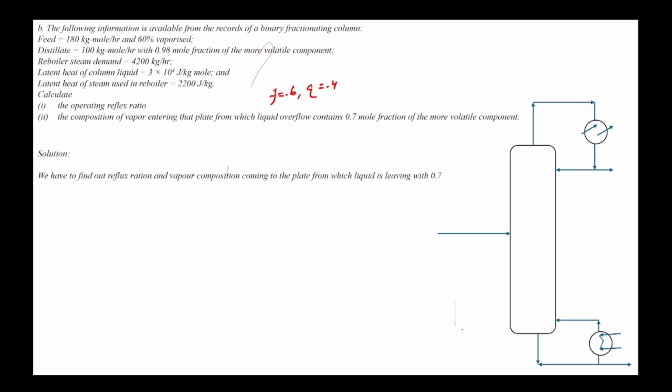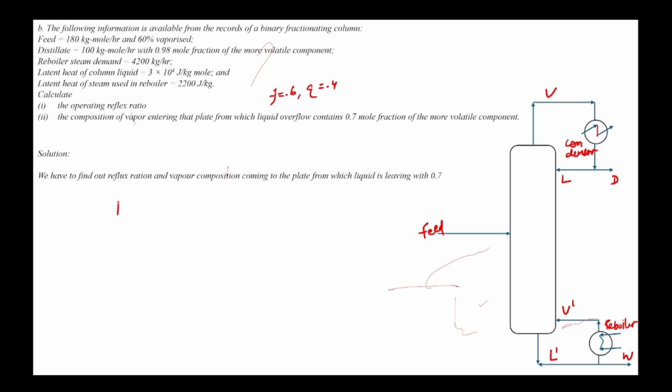Okay, so very first we will look into the distillation column. So we have feed, and we have distillate, we have reflux, this is vapors V, this is V dash, this is L dash, and this is W. This is the reboiler and this is the condenser. So the very first thing we have to find out is the reflux ratio.